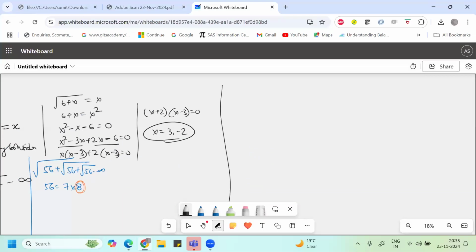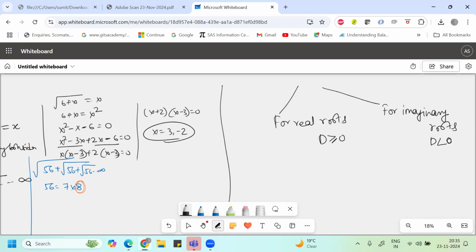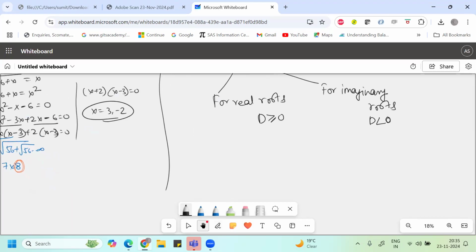And roots are real means, you know the discriminant value. So for roots to be real, the determinant should be greater than or equal to 0. And for imaginary roots, the determinant would be less than 0. Now for real roots, it can be two things: the roots are real and equal.